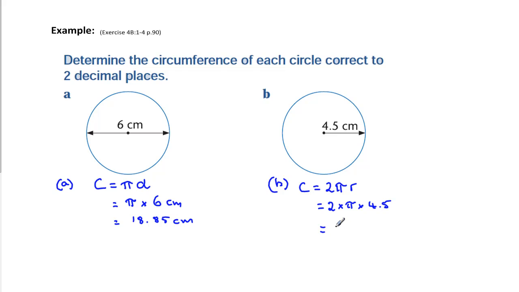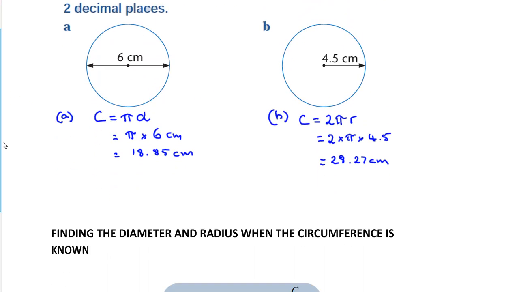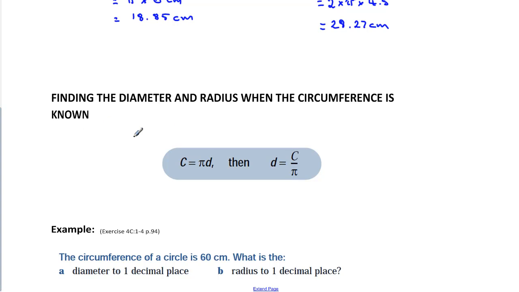Working this out with our calculator to 2 decimal places, we get the answer 28.27 centimetres. So there we go. They're very simple to do as long as you use the correct numbers and the correct formula. Let's have a look at one other idea in this topic. What do we need to do in order to find the diameter or the radius when the circumference is known?